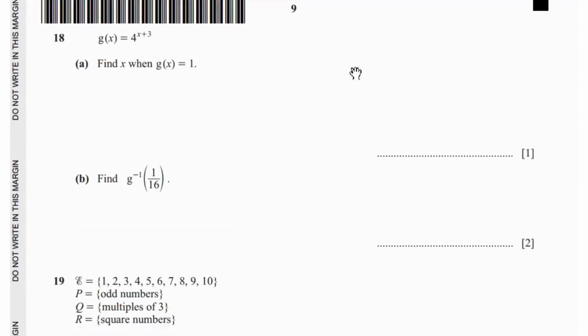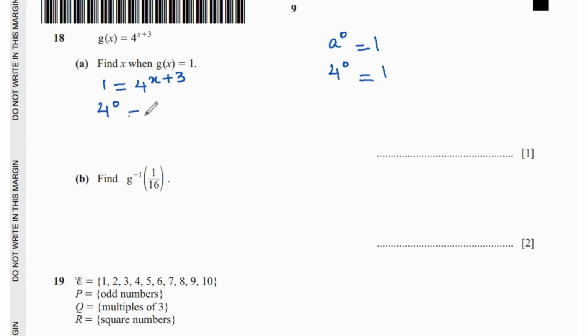Question 18 says g of x equals 4 to the power of x plus 3. Find x when g of x equals 1. So we put the function equal to 1. And if you remember, anything to the power of 0 is 1. So if you replace 1 with 4 to the power of 0, that's also equal to 1.